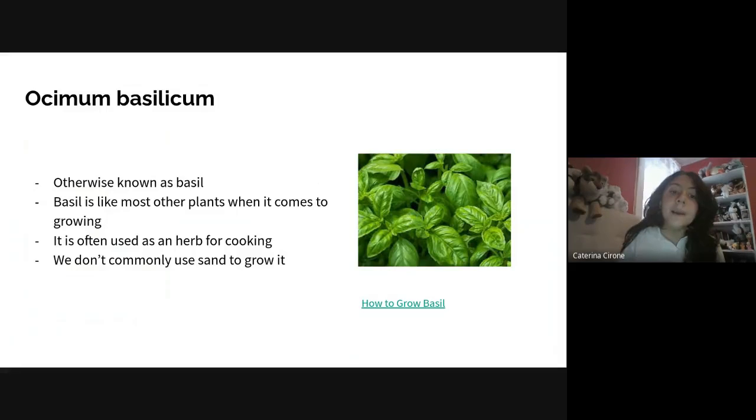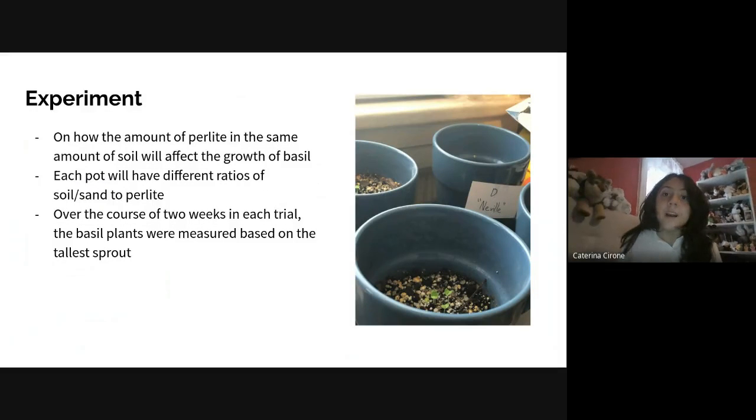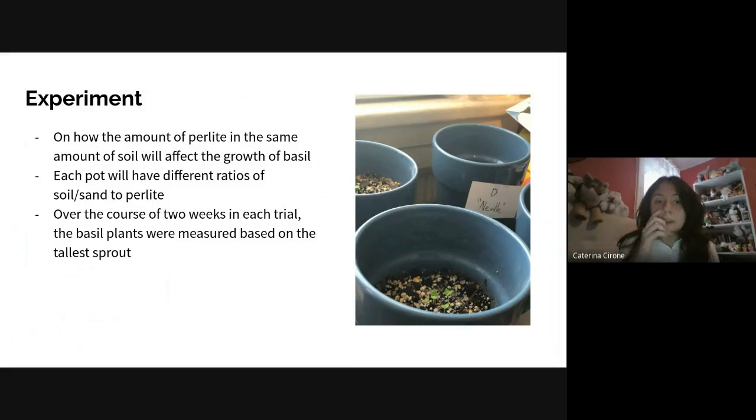Now, basil is like most other plants when it comes to growing, meaning that it needs water, sunlight, and sufficient nutrients in order to grow properly. We don't commonly use sand to grow basil, but for this experiment, we will be using it. So my experiment will be on how the amount of perlite in the same amount of soil will affect the growth of basil. Each pot will have different ratios of soil and sand to perlite.